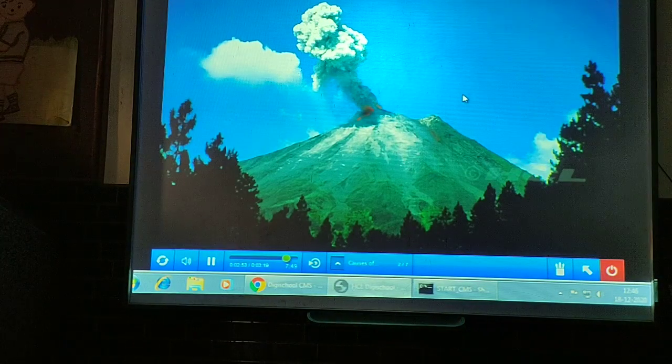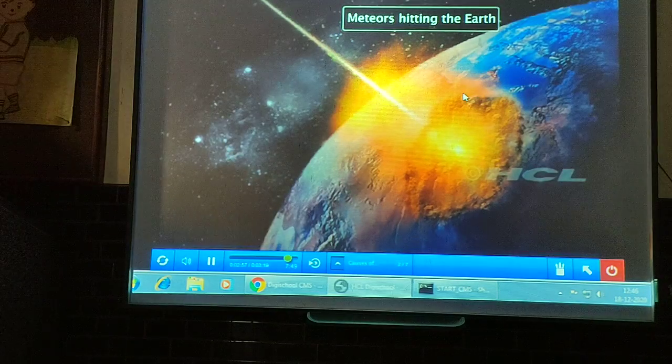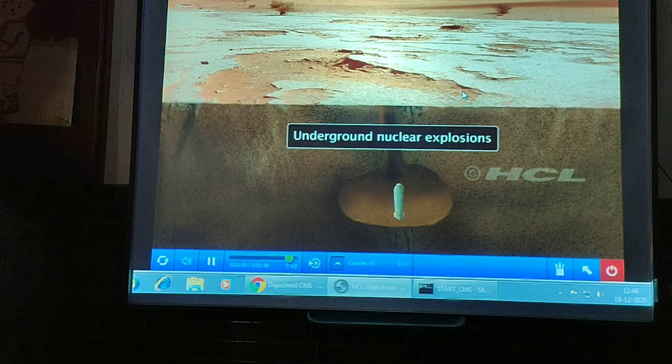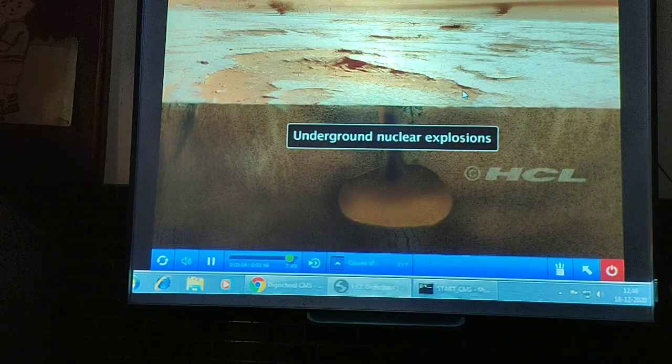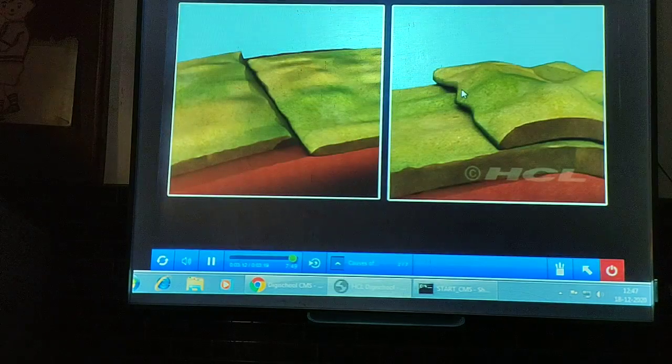Earthquakes are also caused by volcanic eruptions, meteors hitting the Earth, and nuclear explosions. Nuclear explosions are triggered by human activities. Most earthquakes are caused by the movement of the Earth's plates.